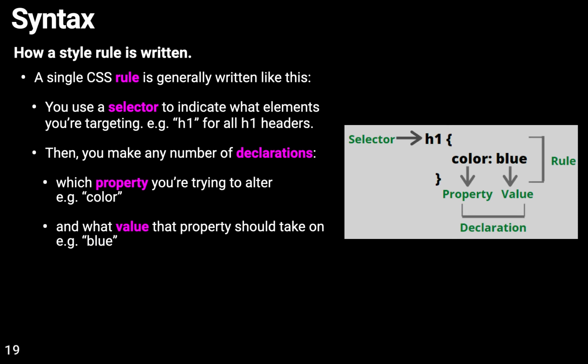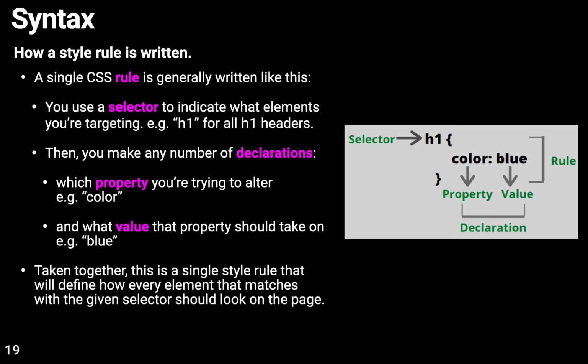Now we'll talk in a bit about what's available for colors, but blue being the value and color being the property. Taken all together, this is a single style rule that will define how every element that matches the given selector should look on the page. All this style rule is saying is, I want my headers to have blue text, right? So sure.